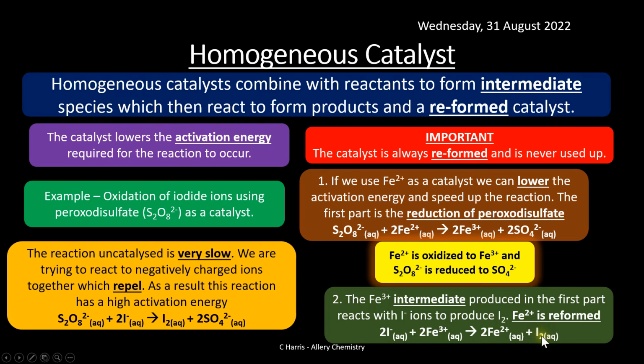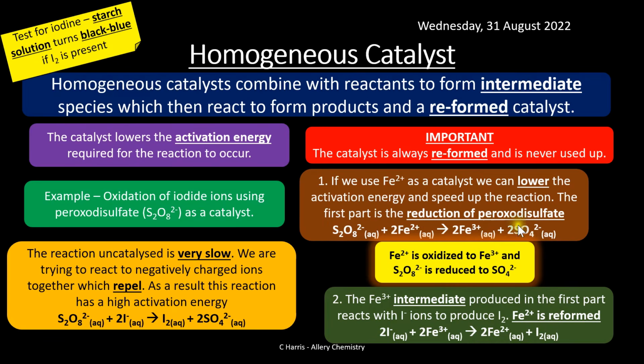So effectively what we've done is we've produced the products that we need. We've got our I2, there it is, and we've got SO4 2-, there it is. But we've done it in a kind of proxy way. The Fe2+ has got itself involved with the reaction and has reformed itself. This Fe2+ will then go and repeat this process. So we've actually formed the product, and if it wasn't for the Fe2+, none of this would have happened.